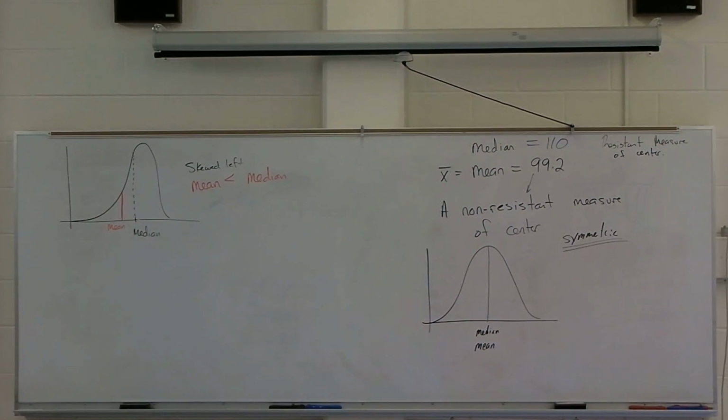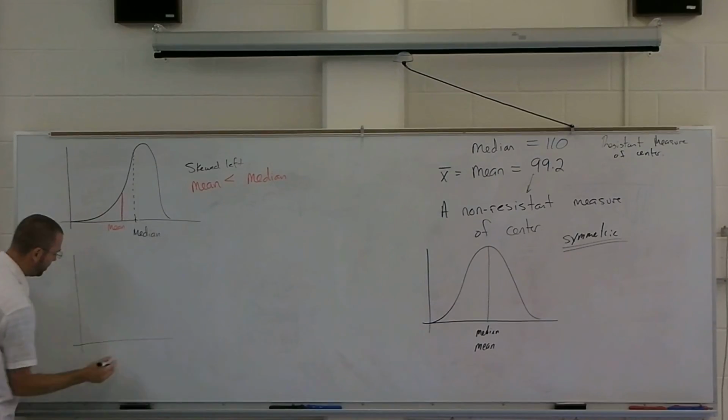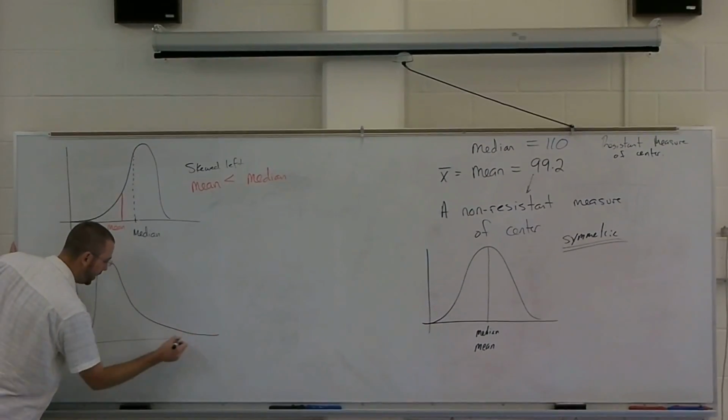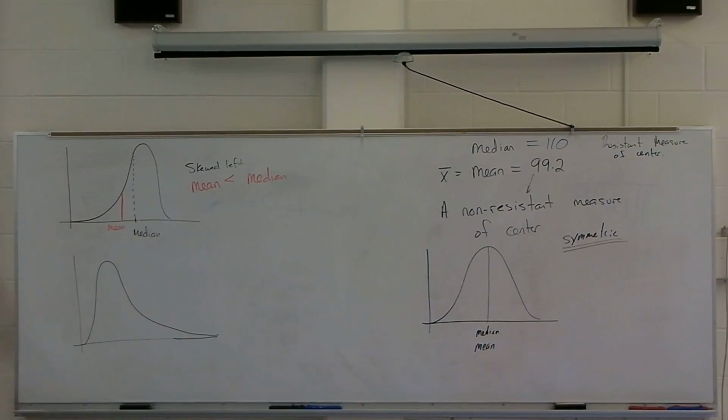All right. Well, then if we change our picture around and go the other way, if we have a skewed right distribution, our median should still be around where the big hump is.